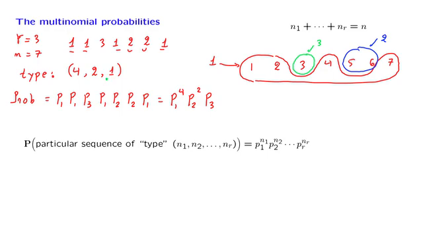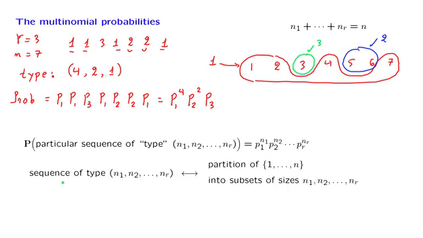The conclusion is that a sequence of a certain type is equivalent or can be alternatively specified by giving you a partition of the set of tosses, which is the set from 1 up to n, how many trials we've had, a partition into subsets of certain sizes. So this allows us now to count the number of sequences of a certain type.